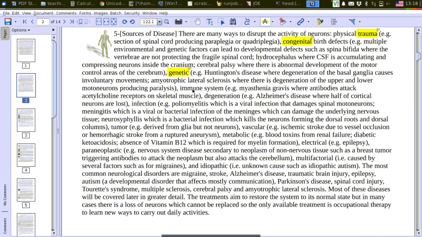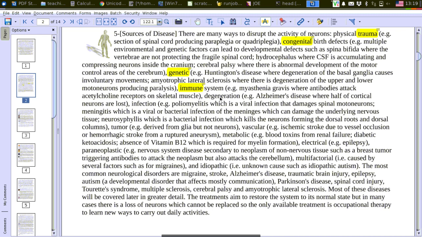Another method is through the immune system. And here, an example would be myasthenia gravis. Myasthenia gravis is a disease where the antibodies attack acetylcholine receptors on skeletal muscle. So our own immune system attacks them and gets rid of them. So now the acetylcholine that's released to stimulate the muscle has no effect. So the person is paralyzed.